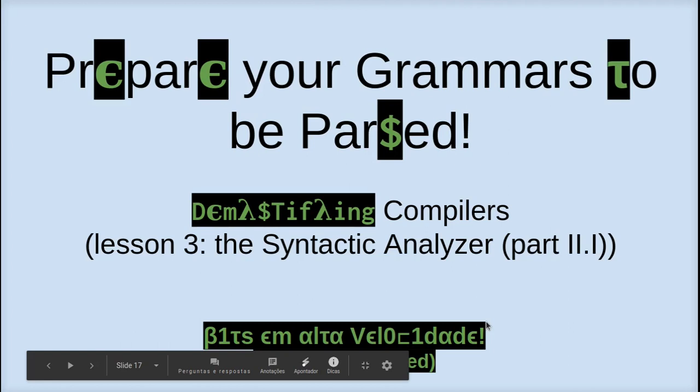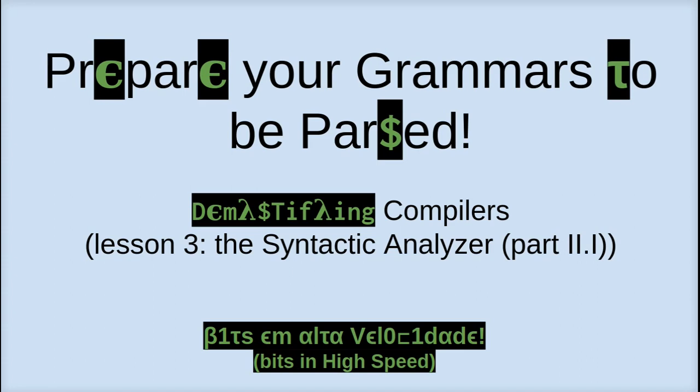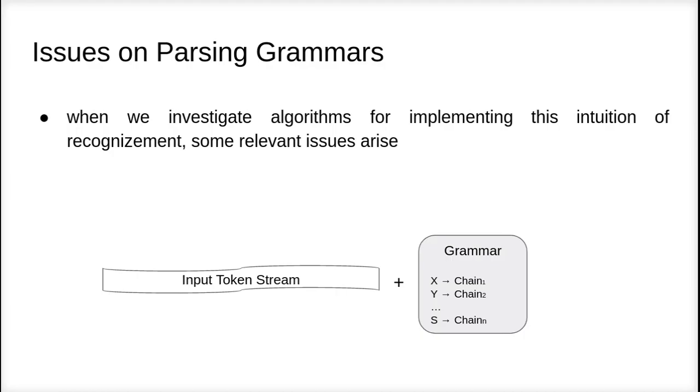So, lesson 3 of Demystifying Compilers will continue the lesson that we started last week for this series. We will explore now two issues on grammars and show how we can prepare a grammar to be used by some of the algorithms that we will explore in future lessons. This is the channel Bits em Alta Velocidade, that is in English Bits in High Speed.